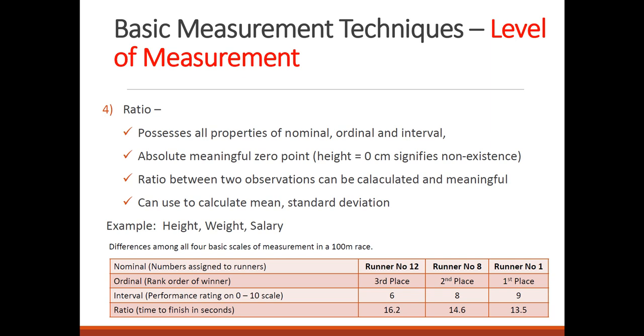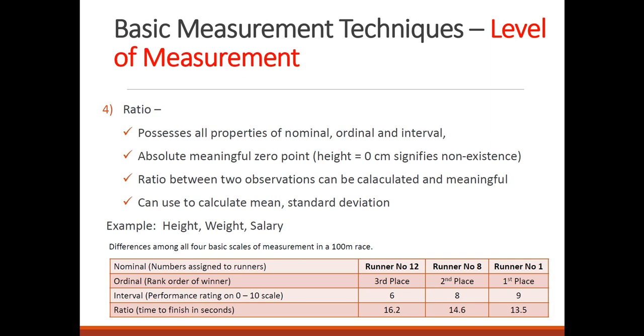Okay, absolute meaningful zero point. Absolute meaningful zero point means that if the value is zero for ratio, it means that it does not exist. For example, if you take height and you get zero, that means you don't exist, right? Because your height is zero. Or distance: if the distance from point A to point B is zero, it means that point A is actually point B. There is no such thing. So that is what we call a ratio.